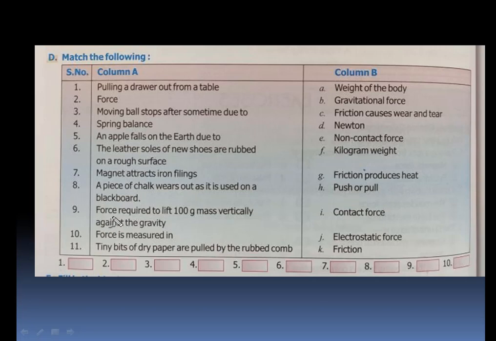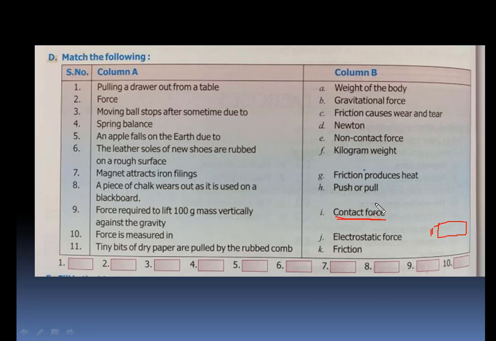Let me write the answers. There are 11 questions and there are 10 boxes, so we'll make another box, box number 11. At 1, pulling a drawer out from a table. This one would be contact force.